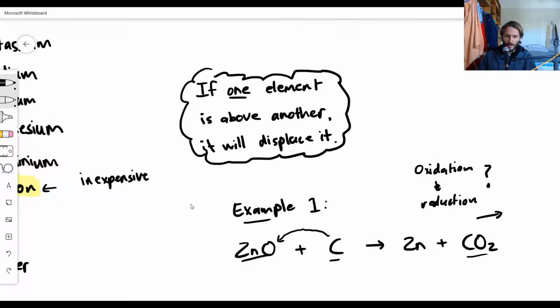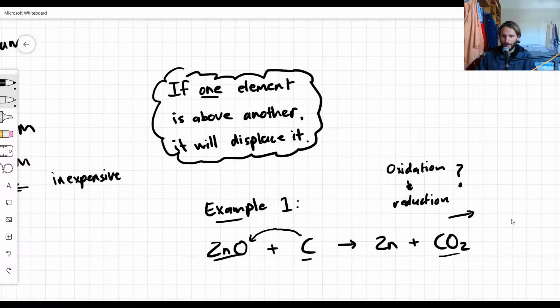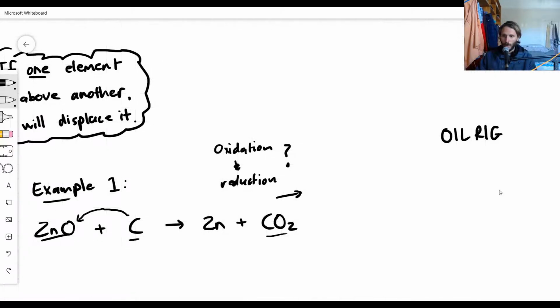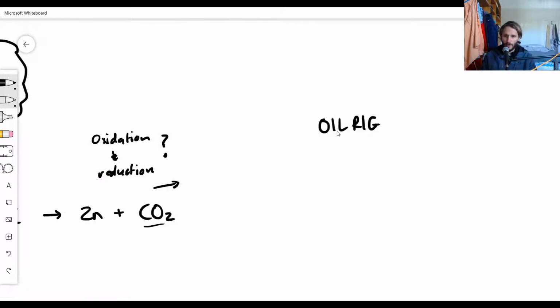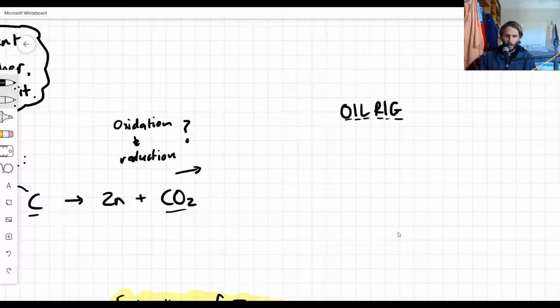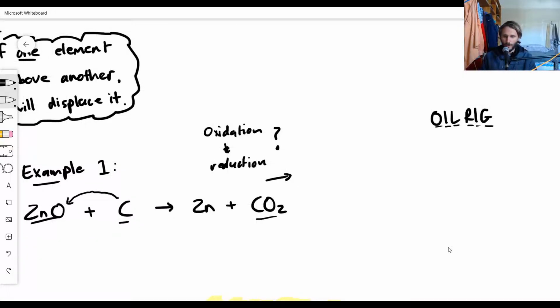Okay, so a quick little recap on oxidation and reduction. So this is important. Oxidation is the loss of electrons and reduction is the gain. So what is happening? What is getting reduced and what is getting oxidized in this equation? This is important to know. Have a look here.